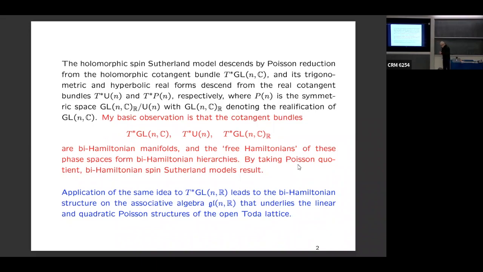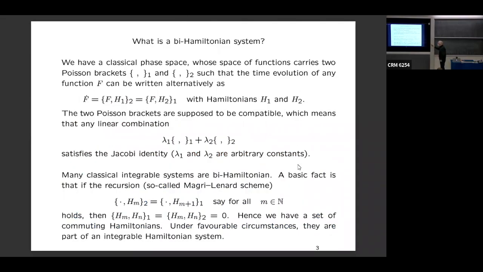Okay, so now I have to use this, so that we all know what is a Bi-Hamiltonian system: we have two Poisson brackets in such a way that the same Hamilton equation can be represented with different Hamiltonians and different Poisson structures. The same Hamilton equation can be represented in two ways, and these two Poisson structures are compatible in the sense that an arbitrary linear combination satisfies the Jacobi identity.